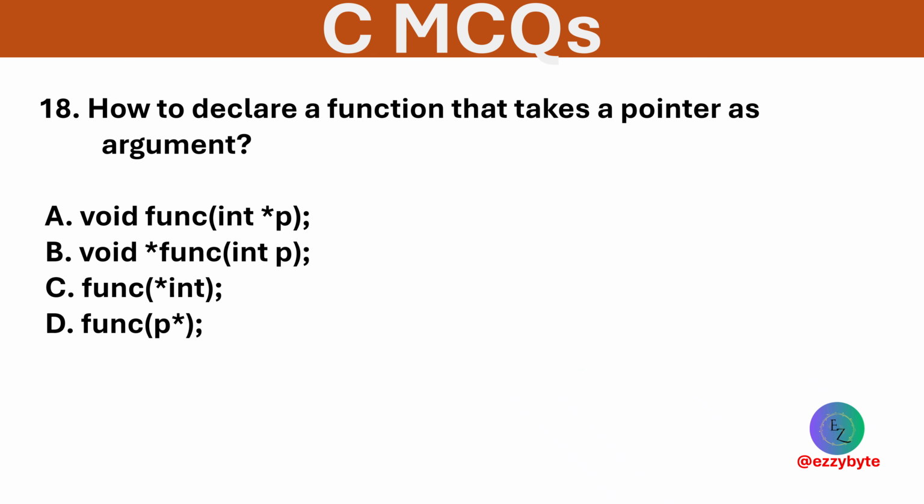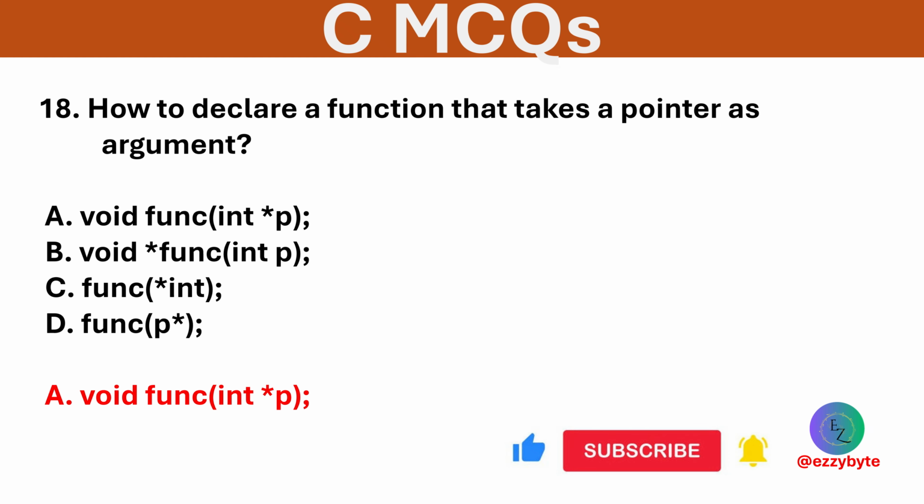How to declare a function that takes a pointer as argument? Options are given below. Option A is correct syntax for a function with an int pointer parameter.